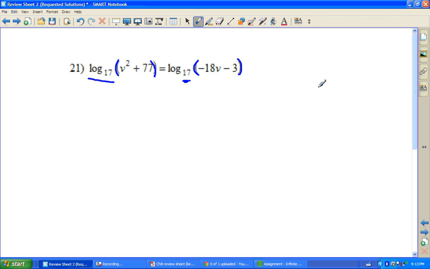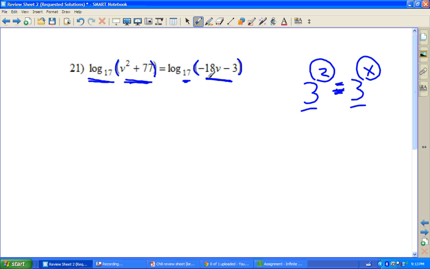My analogy for this has been if 3 squared equals 3 to the x, if the bases are the same and these two things are equal, then this exponent has to equal that exponent. Same thing is happening here. If log base 17 of that equals log base 17 of this, then that must equal this. I can just drop the logs and write my equation like so.